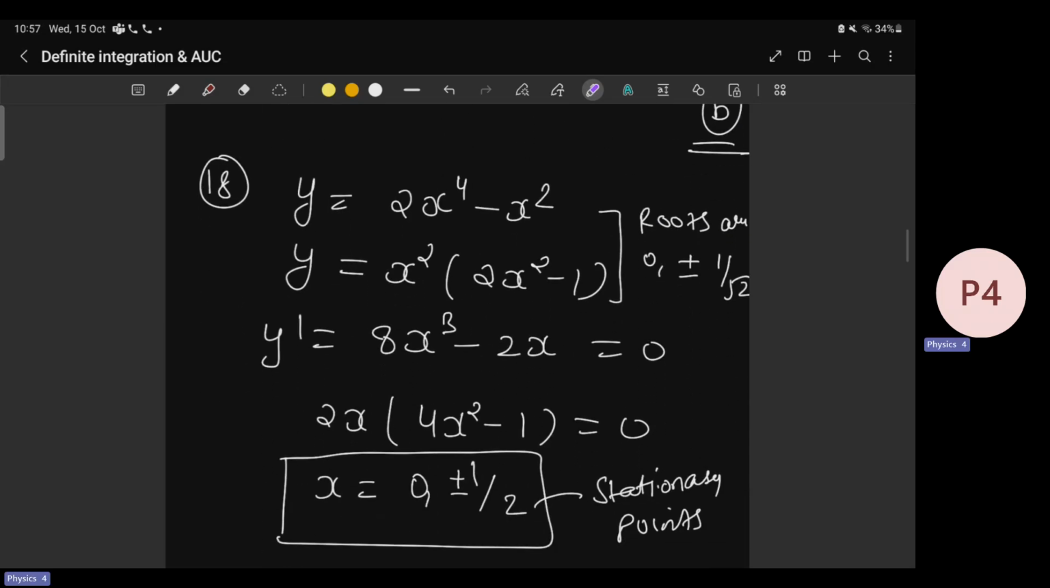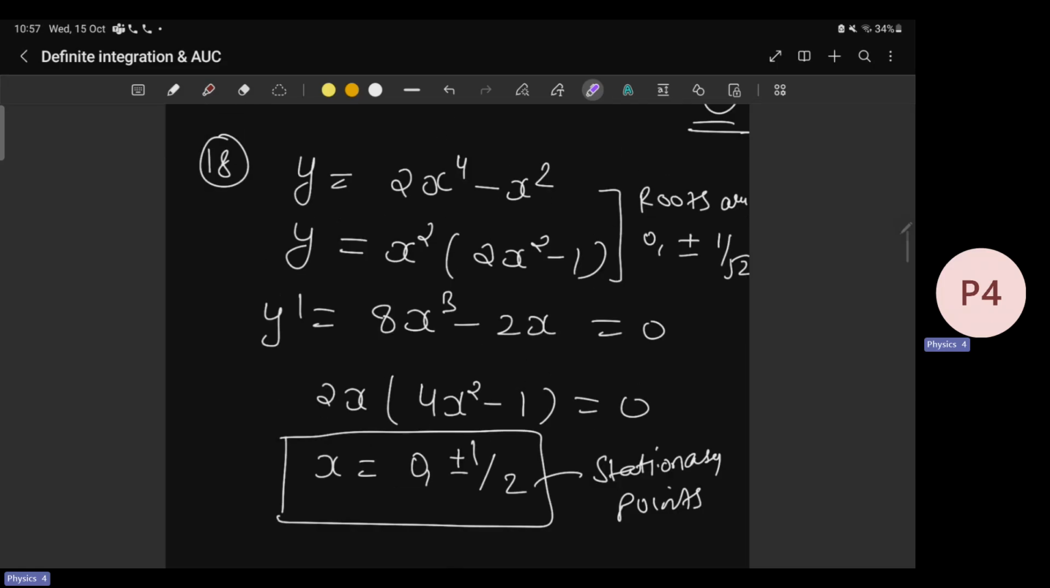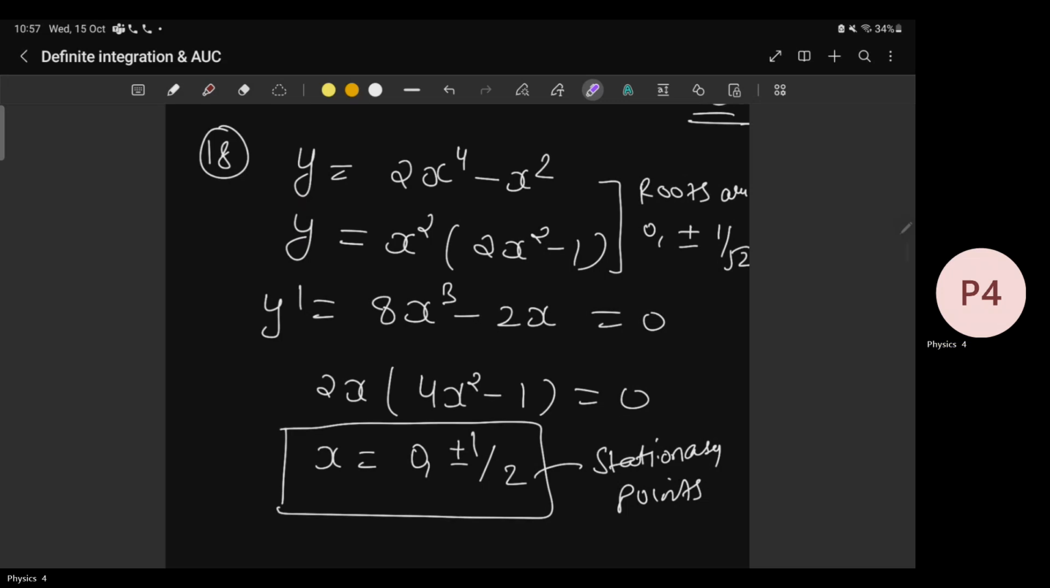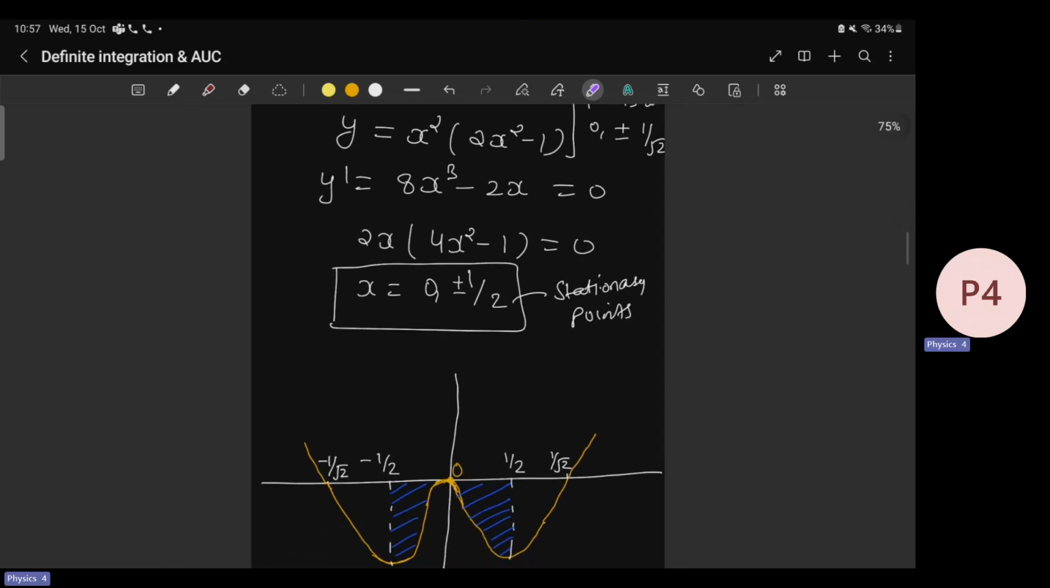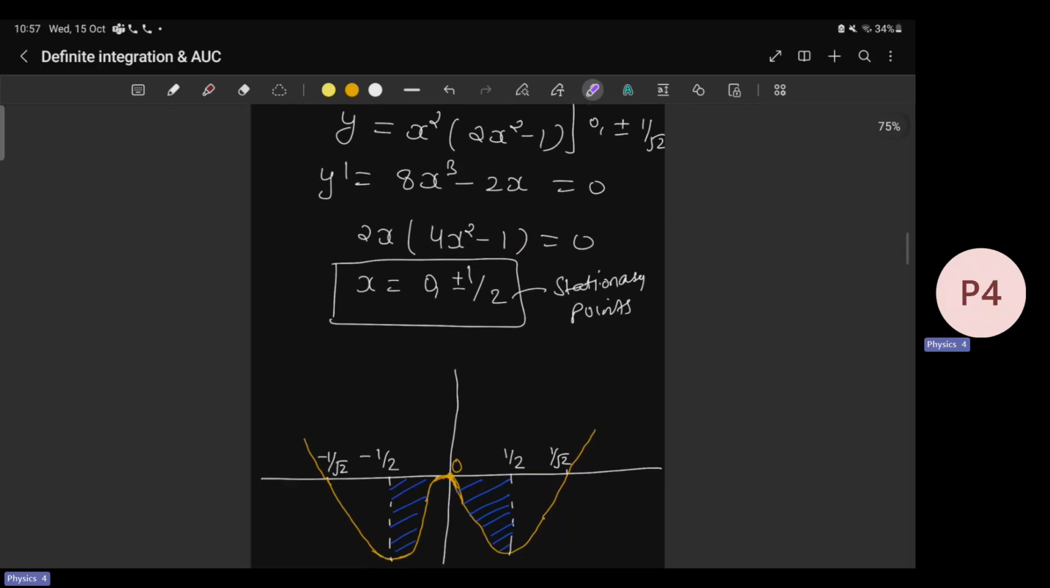Now moving on to question number 18. The area between the curve y equals 2x to the power 4 minus x square and y equals x square (2x square minus 1). First we will solve these two equations together and draw the graph.